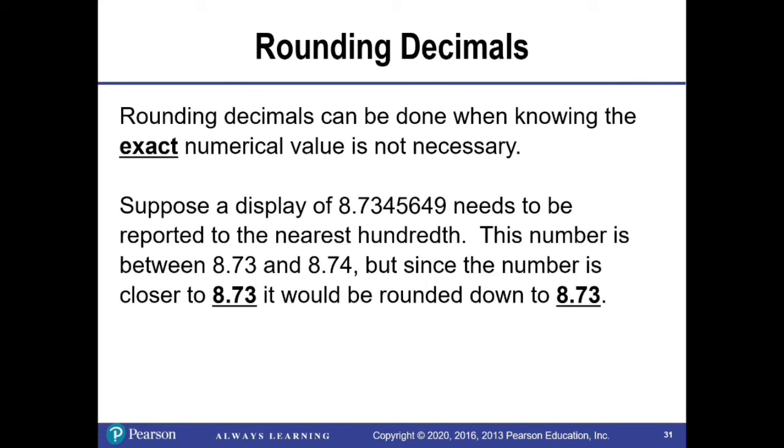Again, I was rounding to the hundredths, so I look at the hundredths place, that's 3. The number to the right of that place tells me whether to leave that 3 or to go up. If the number to the right of my place is less than 5, I leave my number as it is. If the number is 5 or greater, I round up.